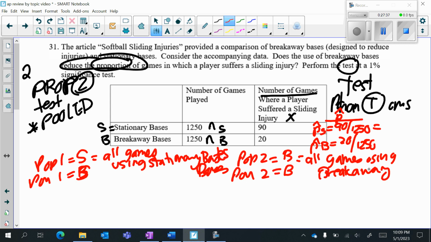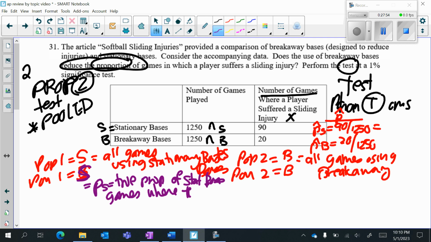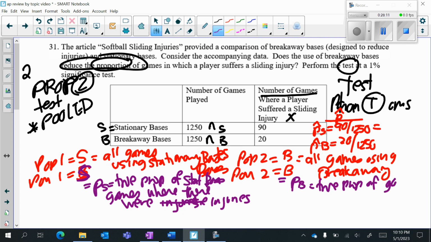And then I'm going to let parameter 1, P sub S, be the true proportion of games using stationary bases. I'm going to just say stationary base games where there were sliding injuries. I can't spell tonight. And then parameter 2 is going to be P sub B, the true proportion of games using breakaway bases with sliding injuries. All right, so we have population parameter. That's the P step for phantoms, okay? Let's move on to H.